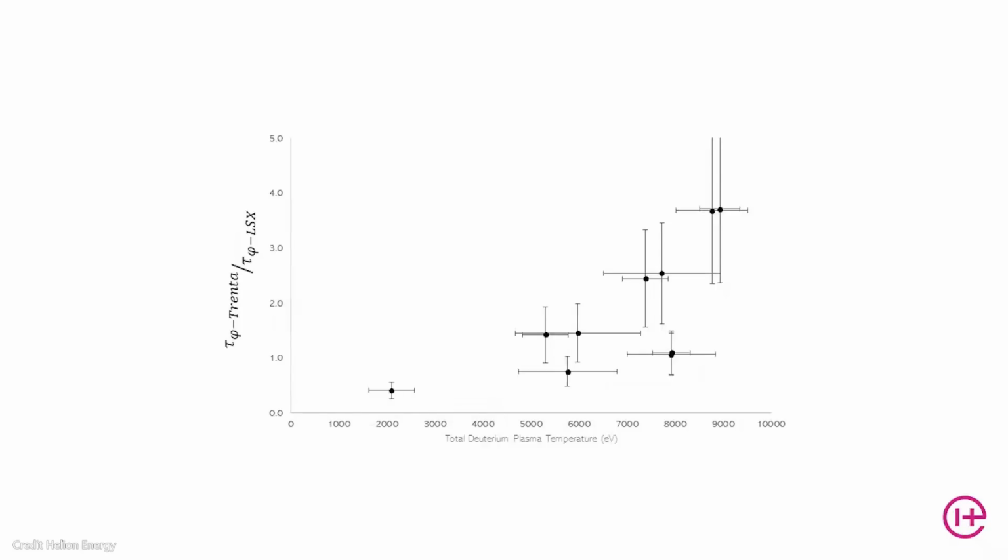These results showed that lifetimes at low temperatures were on the LSX timescale within error bars, but interestingly enough, as we went to higher temperatures and lower densities, we actually exceeded the LSX type lifetime flux and energy confinement times by over a factor of 4. And you can see the data here of that increasing trend as we increase in total plasma temperature, in the data shown here up to over 8,500 electron volts of total plasma temperature.